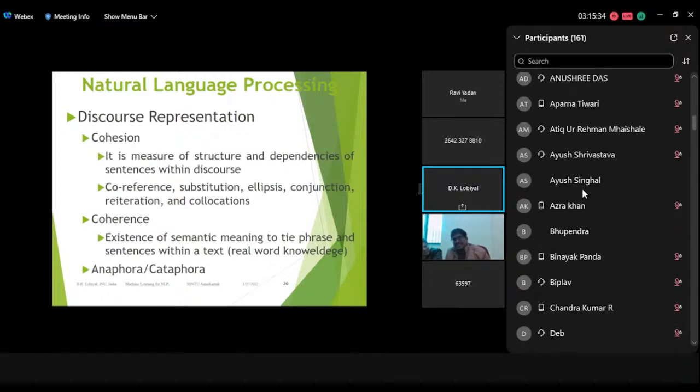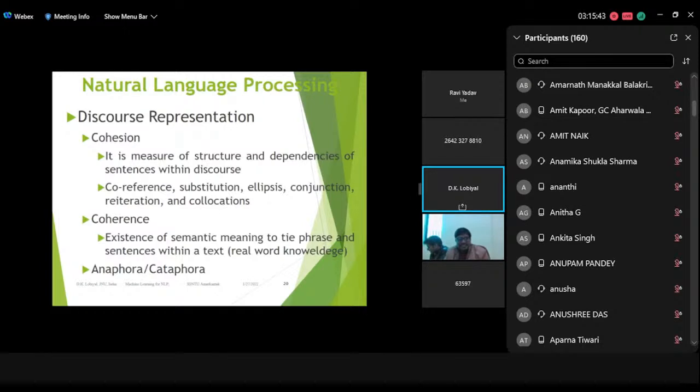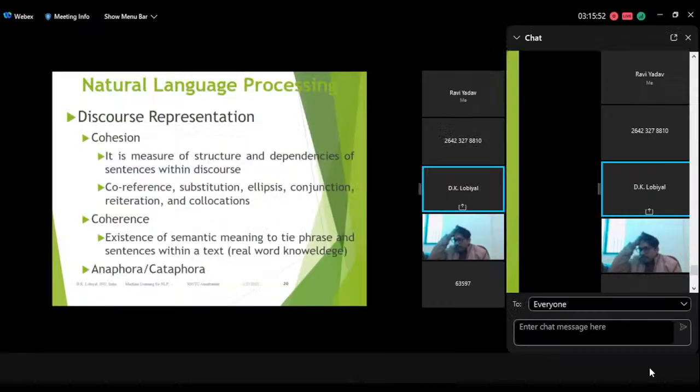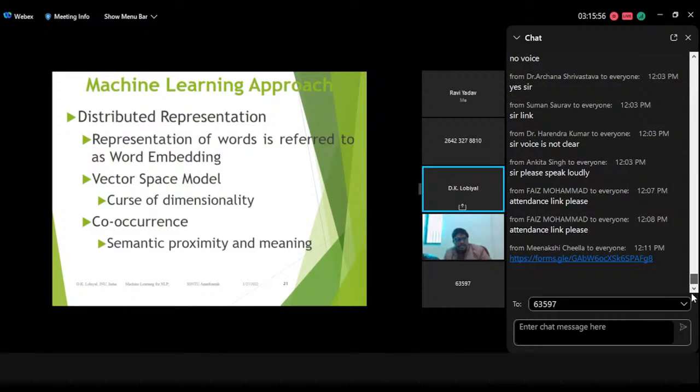Then you have anaphora and cataphora, which is how a noun is related to the pronoun in a discourse. That means the noun comes, then the pronoun comes. That is called anaphora. The pronoun comes first, the noun comes after. That is called cataphora. So I'll not go into that detail. Important part before I go to the machine learning approach.